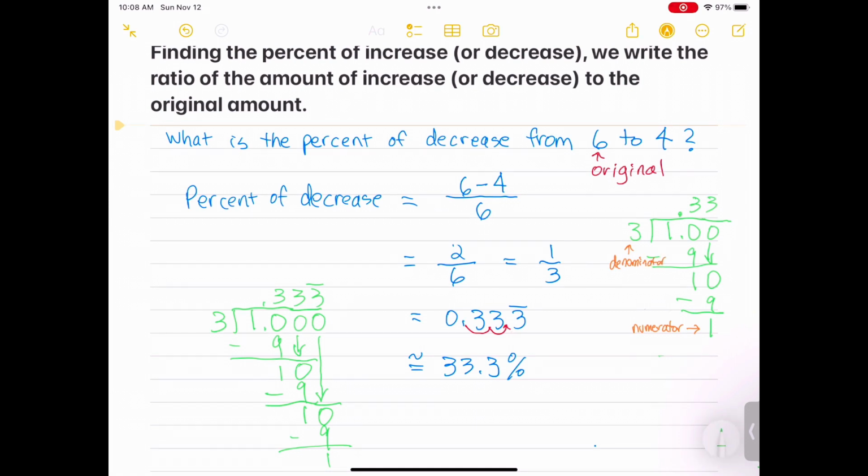Now when I convert that decimal into a fraction, I move that decimal point 2 places to the right to give me 33 and 1/3%, which is the precise calculation. 33.3% is the approximate calculation.